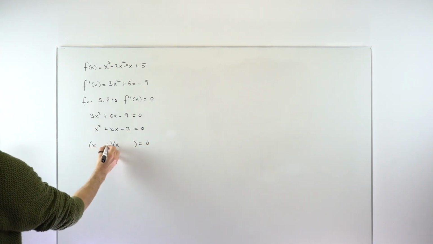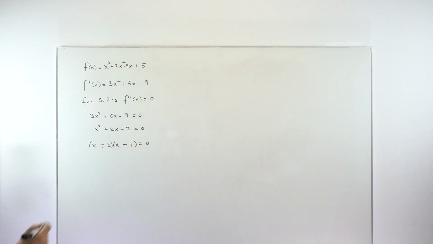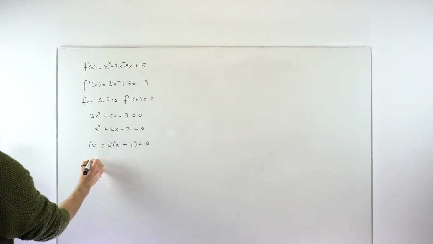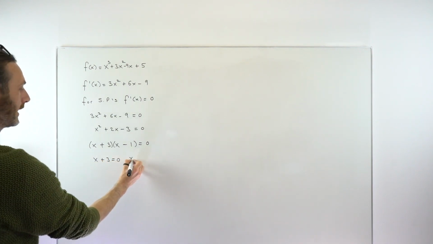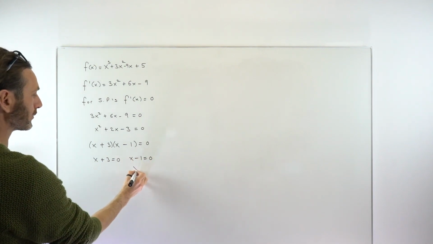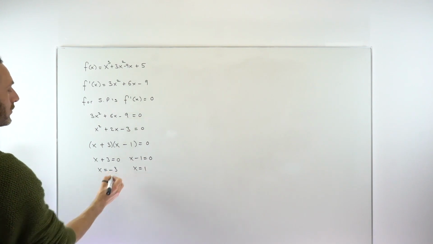So an x and an x, we're going to need a 3 and a 1, a positive 3 and a minus 1. Okay, so then just separating these into two little mini equations, we're going to get x plus 3 equals 0, x minus 1 equals 0. The second one would solve to give you x equals 1. This one would solve to give you x equals minus 3.